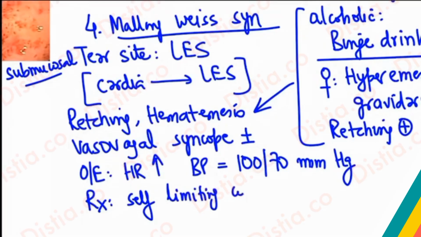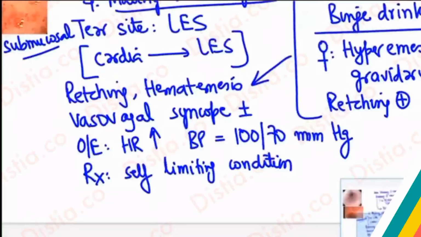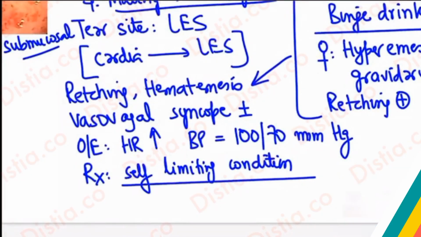Mallory-Weiss syndrome is a self-limiting condition. The submucosal tear will not cause any threat to life, but if the bleed reoccurs, like he puked once again and the blood came maybe in slightly increased amount this time, then you obviously need to be a bit more aggressive. Then you will go in for an endoscopy.